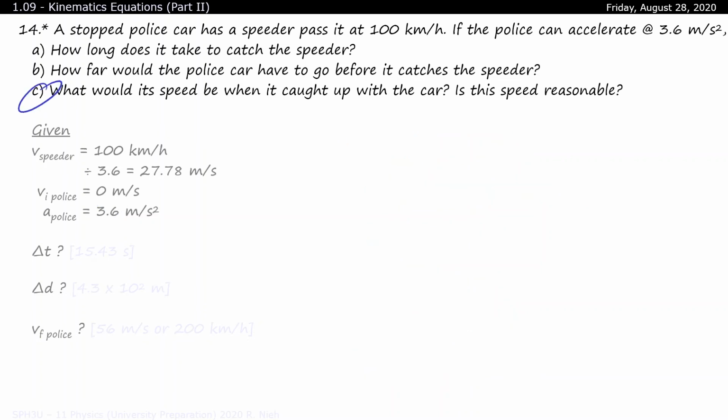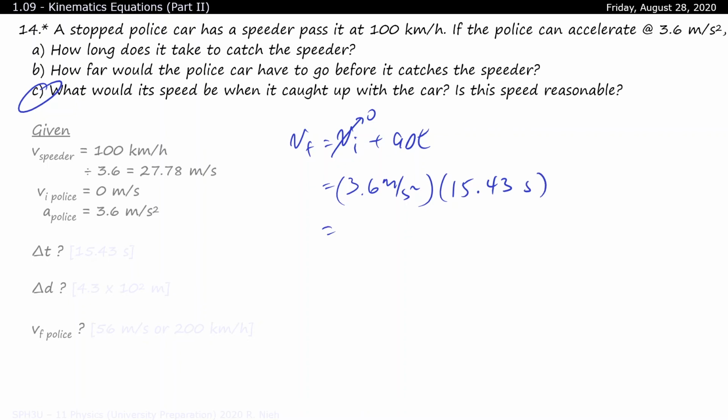As for part C, what is so weird about this? Well, if we take a look at the velocity of the cop car at the end, so we use this equation, Vf is equal to Vi plus A delta t. Initially, the cop car starts from rest, but then it starts to uniformly accelerate at 3.6 meters per second squared. And it does this for quite a bit of time, a duration of 15 seconds, or 15.43 seconds. And when we crunch through this, it works out to roughly 56 meters per second, which again, to you and me doesn't mean much, but if you multiply this by 3.6, that works out to 200 kilometers per hour. And when you look at this number, that's pretty insane.